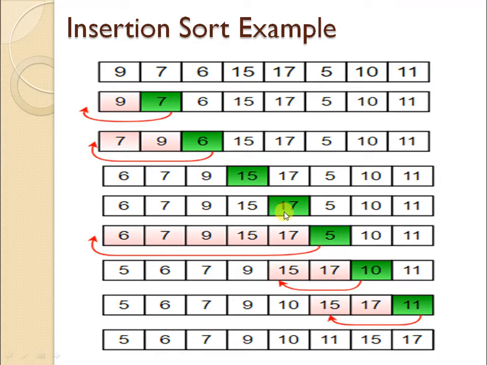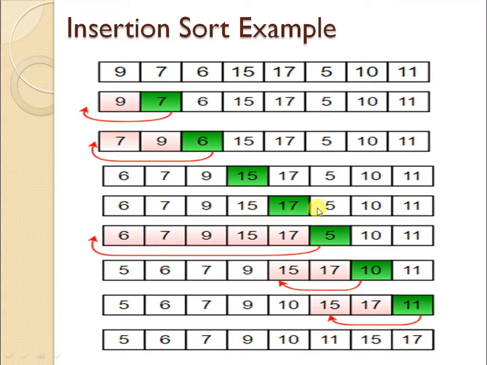Again we go to 17. 17 is compared with 15. 17 is larger, so it will not move anywhere. It will not be compared with 9, 7, 6, because it has been compared with 15. Now it is clear that on the left hand side of 15 there are lesser numbers, numbers lesser than 15. So don't go in that direction. Just compare with 15. If you find it greater than 15, do not go forward, just stay there.